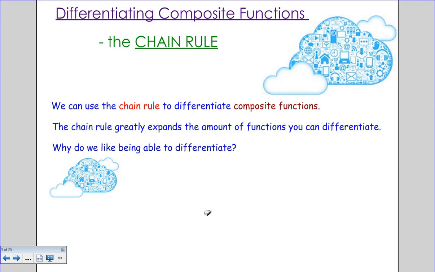So we're going to extend the use of the chain rule to trig functions. You can use the chain rule whenever you've got a composite function, so that's a function of a function. So we've greatly expanded the amount of functions you can differentiate compared with the Year 12 work. We like being able to differentiate because we can find rates of change, we can find minima and maxima, we can find gradients, we can find speed and acceleration if we know displacement and so on. So it's a really useful thing to be able to do.